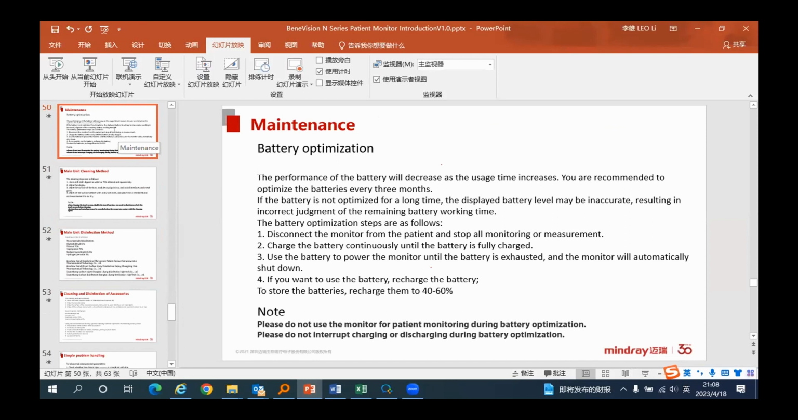We recommend doing this every 3 months to maintain the lifetime of the battery. To do this, disconnect the monitor from the patient and stop all the monitoring or measuring. Then we connect the power supply continuously until the battery is fully charged. Then we use the battery to power the monitor until the patient monitor automatically shuts down, and then we fully recharge the battery. The frequency we recommend is every 3 months.